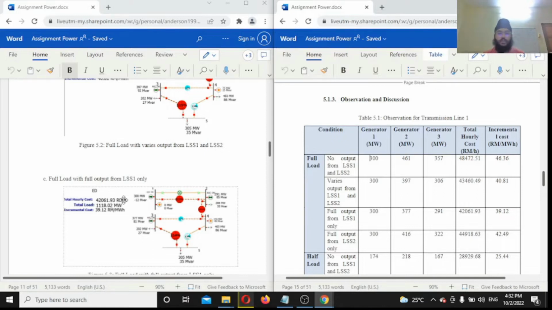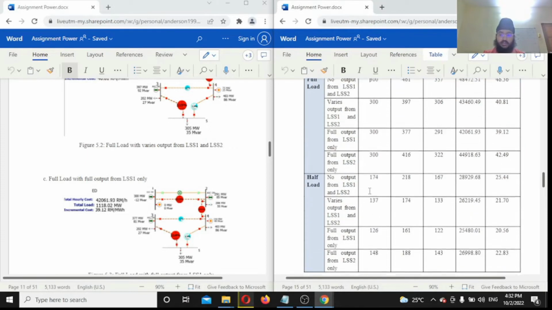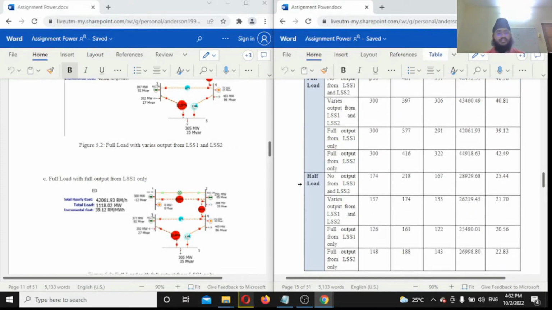Interestingly enough, when there is only full output from LSS1 and no output from LSS2, the incremental cost of the system is the lowest for both full load and half load, about 39.12 ringgit per megawatt hour for the full load, as well as an astounding 20.56 ringgit per megawatt hour for the half load.